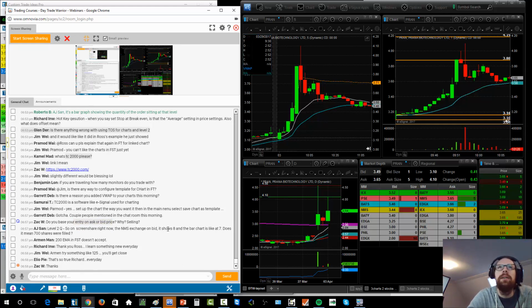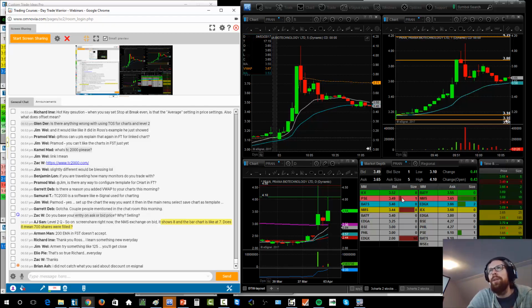Let's see. Shows 8 in the bar chart. Is it like 7? So right here, 5, that's 500 shares. 1 is 100. 8 is 800. That's the number of shares, you add 2 zeros, so 800 shares sitting at 344.